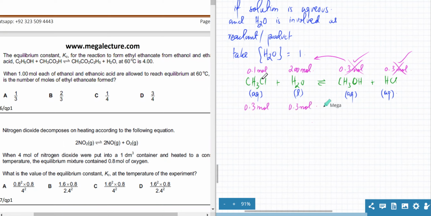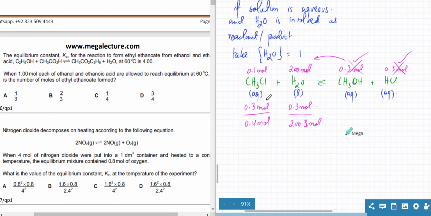So over here, the difference is a lot. The CH3Cl amount increased 4 times. It was 0.1 mole initially, and now the total is 0.4 moles. That's an increase of 4 times. But what happened to the quantity of water? Initially you had 200 moles, and when the equilibrium shifted entirely to the left, now you have 200.3 moles. So the difference in the quantity of water is negligible.